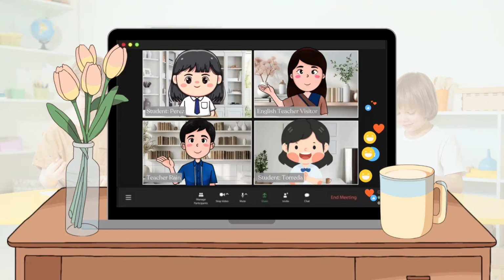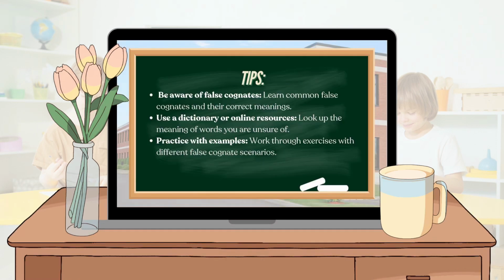And next one, use a dictionary or online resources. Look up the meaning of words you are unsure of. And lastly, practice with examples. Work through exercises with different false cognate scenarios.